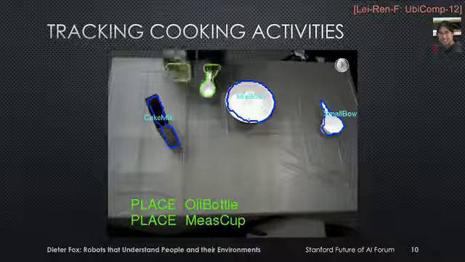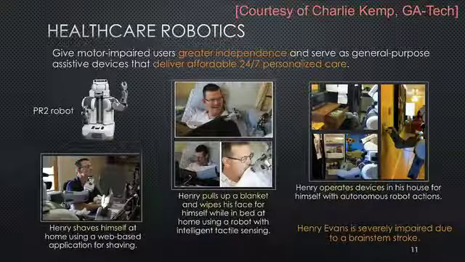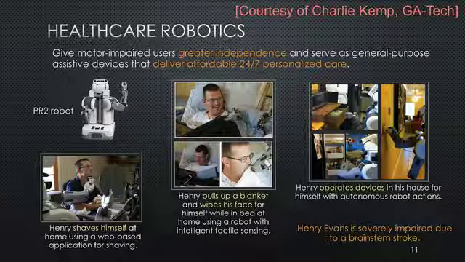Here's one brief example application in this domain: helping people with physical disabilities. For example, a mobile robot could use these kinds of techniques to help a person shave himself or, for example, pull up a blanket.